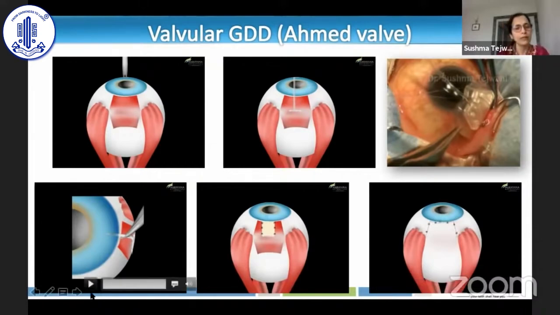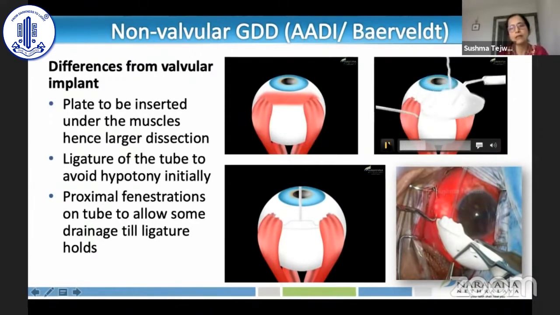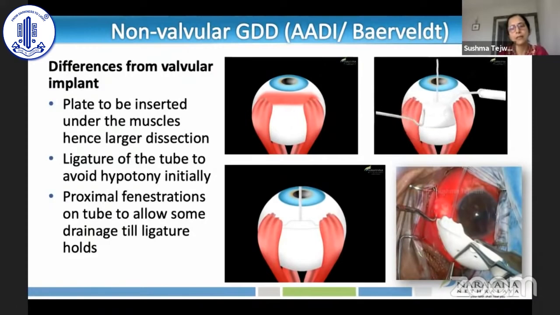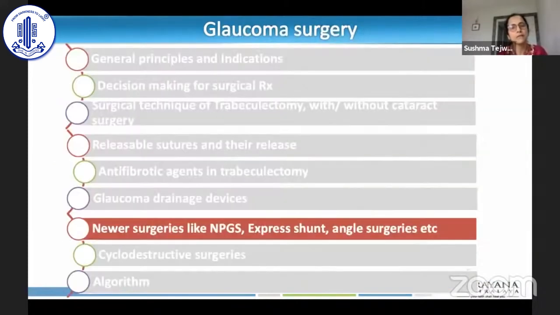Now, when we talk about valvular and non-valvular, what are the differences? You need a larger conjunctival incision in an AADI or a Baerveldt, that is a non-valvular implant, because the flanges have to be kept under the muscles. So you have to retract the muscles and fix the implant after that. And most importantly, you have to ligate the tube to avoid flow and hypotony, and in the proximal part of the tube, you can make a fenestration so as to allow some drainage till the time the ligature opens. So these are the differences.